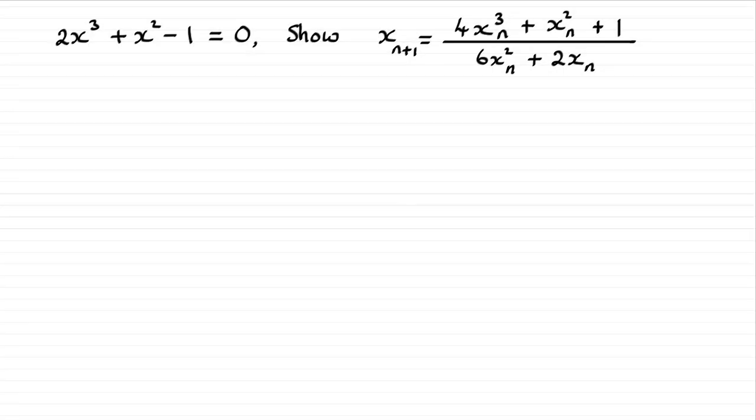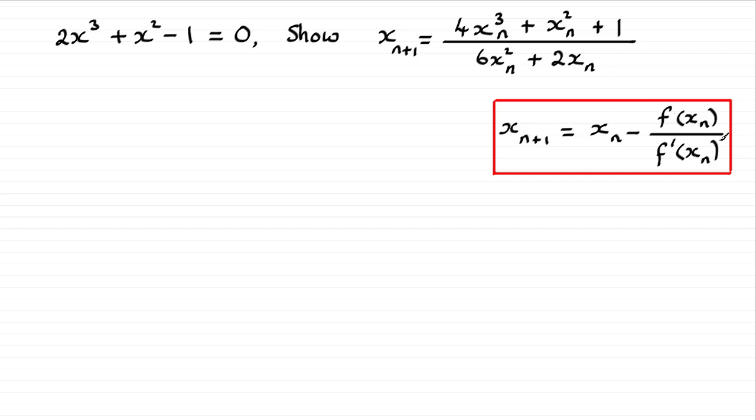So for this question then, we're given this equation and asked to use Newton-Raphson's procedure to get this iterative equation. So you should be familiar with the Newton-Raphson formula. I'll just give you it here. Okay, so what I'm going to do is just let f of x be equal to the left hand side here. So let f of x equal 2x cubed, then plus x squared minus 1. And we need to get the first differential of f of x.